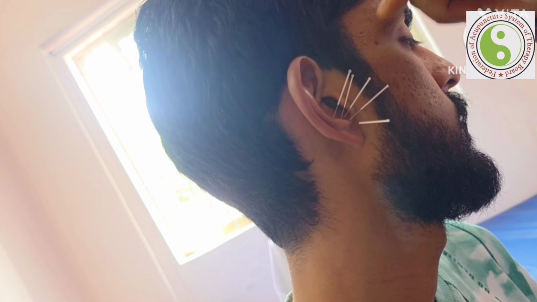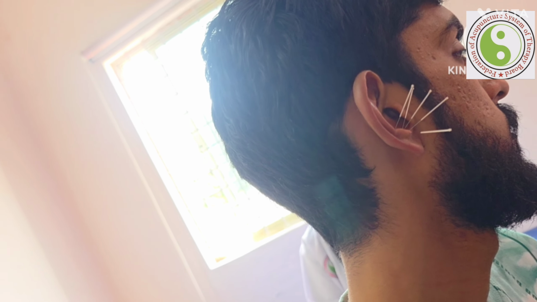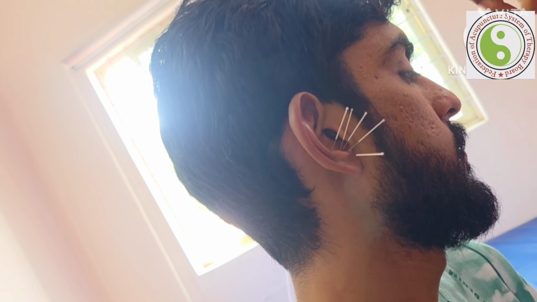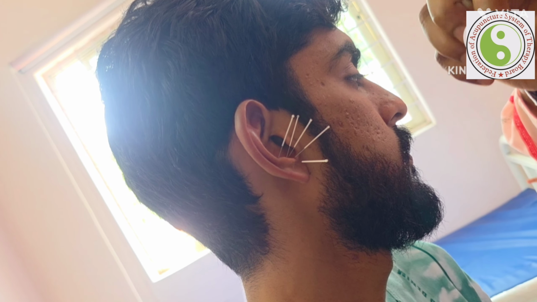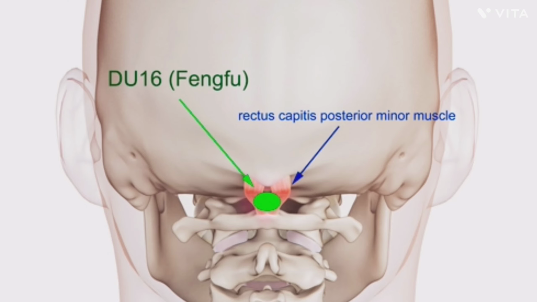The posterior side of the line, the last one is the occipital or the visual cortex of the brain, that's called the V1, V2, V3 region. The points are located over this region. These points also to be known as DU15 Yamen and DU16 Fengfu. The points are going to end over this region.